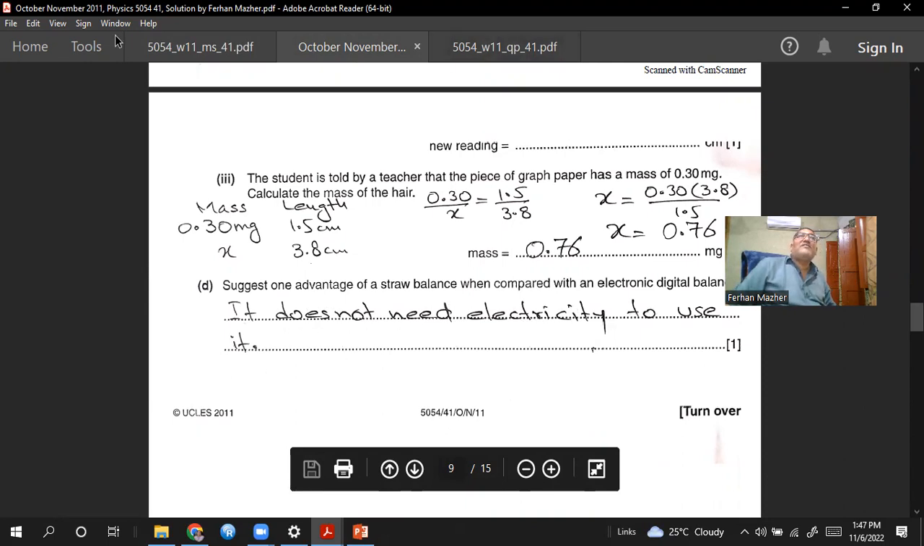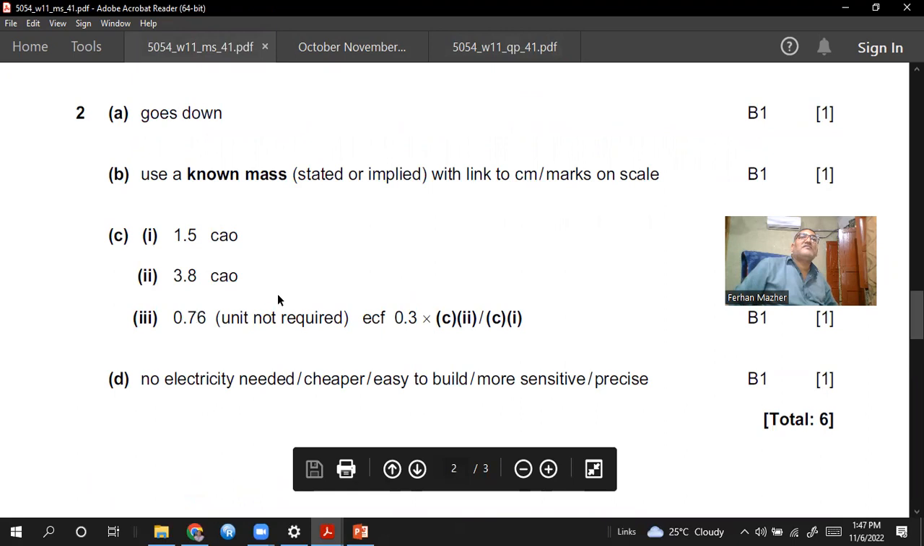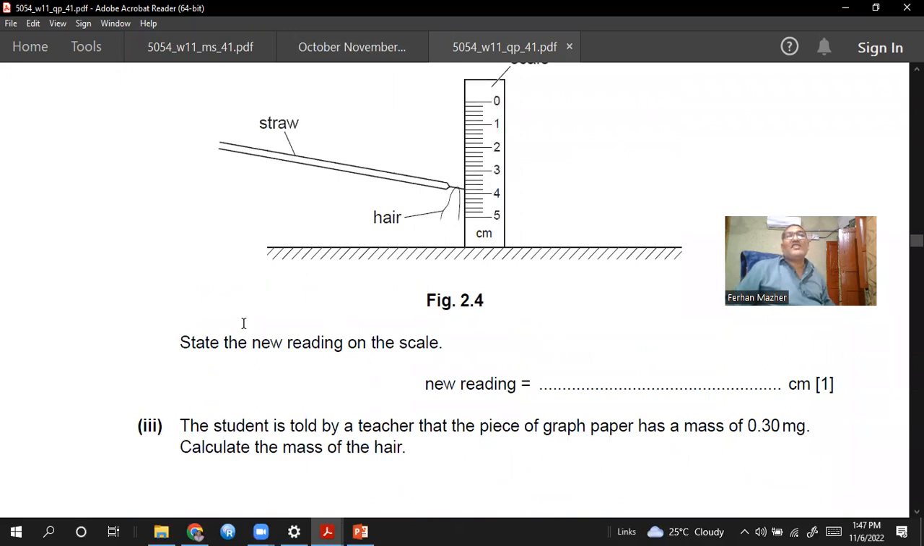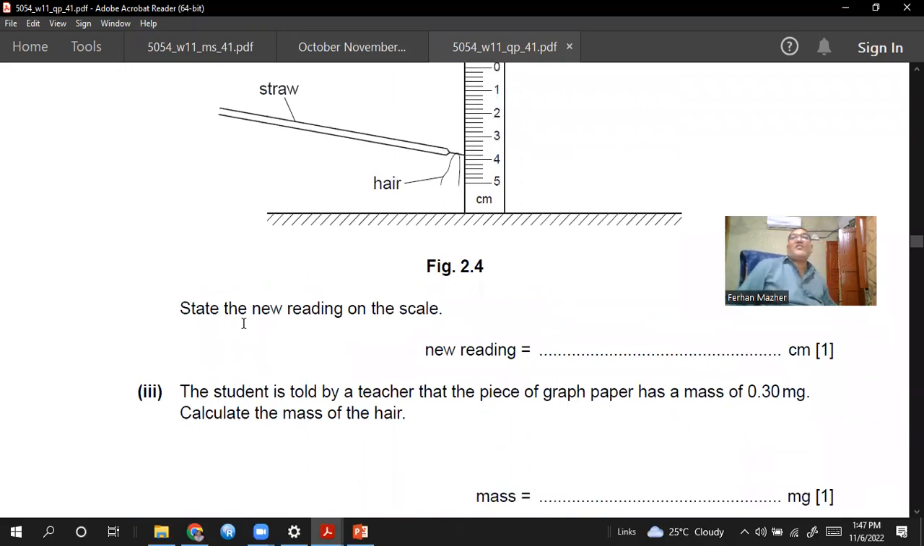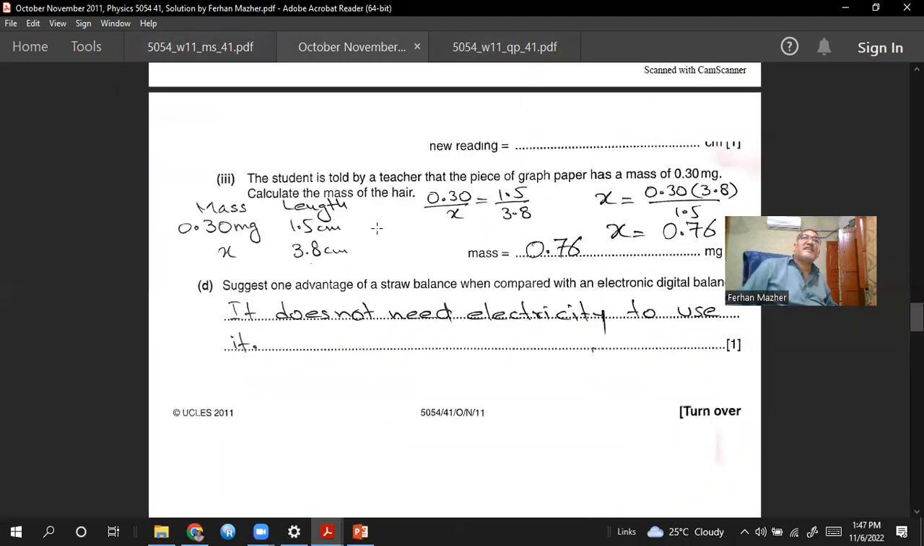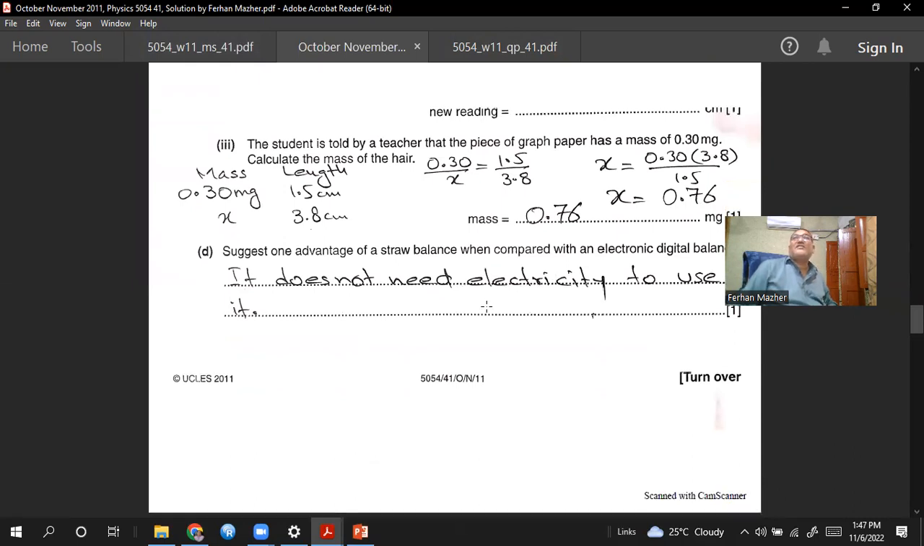Okay, so I think I have left one question. The student is told by a teacher that the piece of graph paper has a mass of 0.30 milligram. Calculate the mass of the hair. I know in both cases the length the straw has gone down. So when the length is 1.5 centimeter, the mass is 0.30 milligram. And when the length is 3.8 centimeter, how much is the mass? I'm going to use the method of proportion.